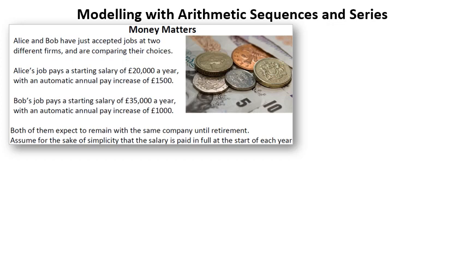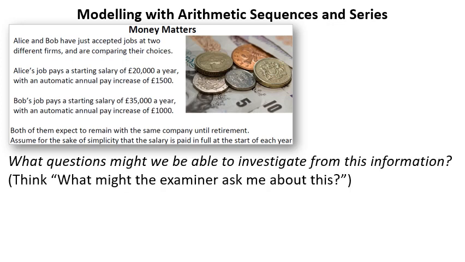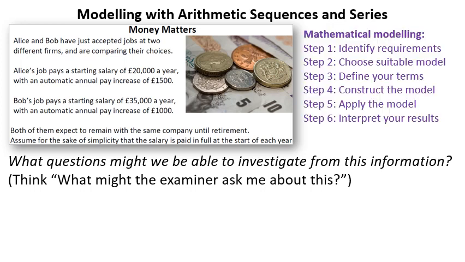Here's a bit more information. I'd encourage you to apply the same ideas to this. Ask yourself what kind of questions we could investigate. Now we have Alice with the same starting salary, £20,000, and an annual pay increase of £1,500 every year. But we also have Bob, who gets a lot more in his first year, but he has a smaller pay increase each year. So the obvious question would really be, who has the better deal? And you'll need to think carefully about the kind of mathematical model you construct in order to determine rigorously which one is actually getting the better deal.